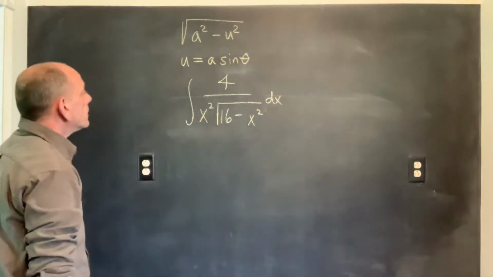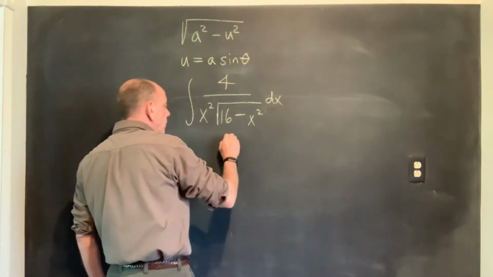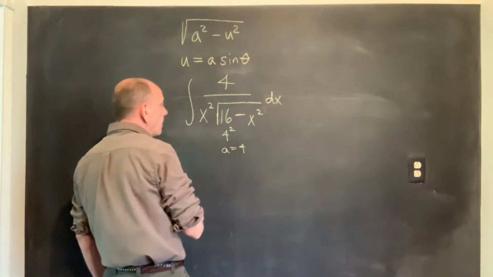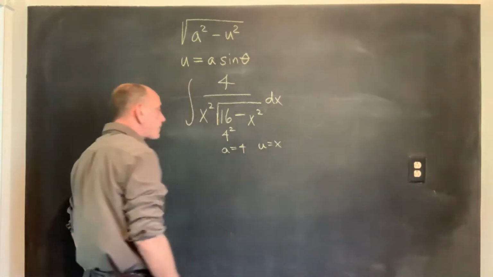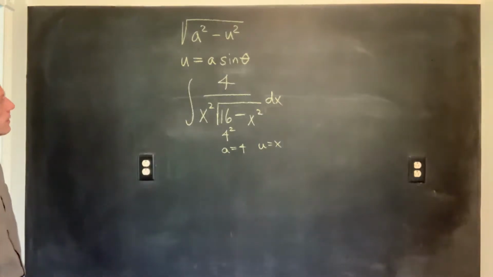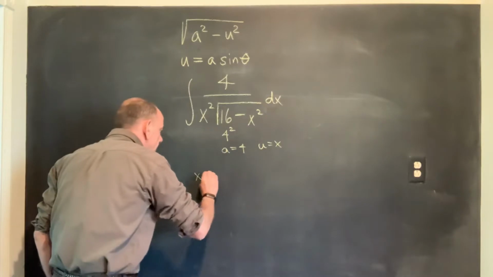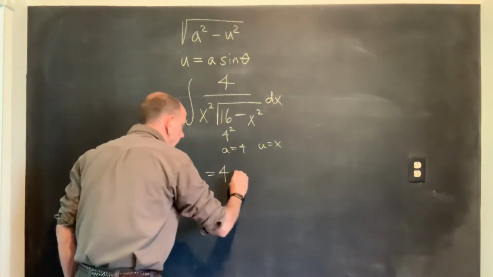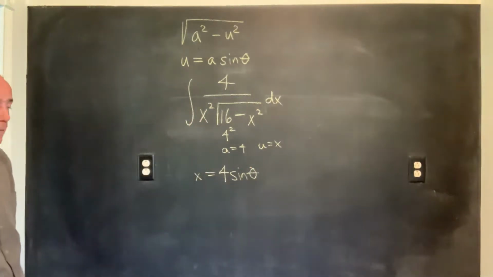So since my function comes second, I'm going to look at this and say, well, this is 4 squared. That means that a has got to be 4. And this is x squared, so u is just x. That gives me my substitution here. U, which is x, is equal to a, which is 4, sine of theta. So x is 4 sine theta.